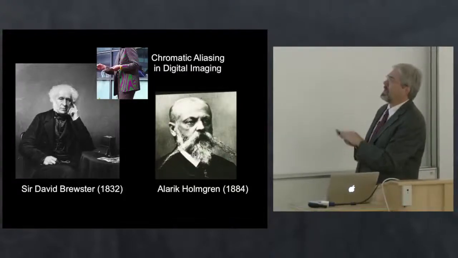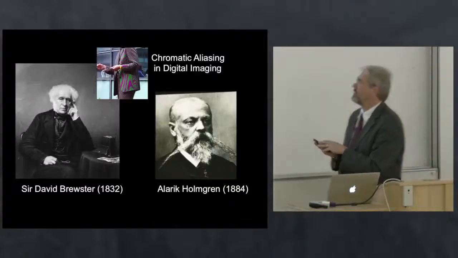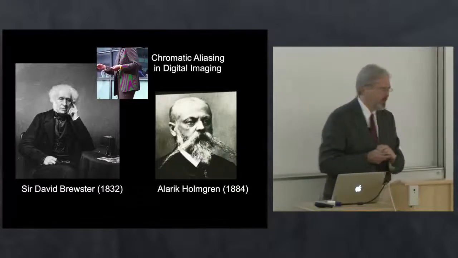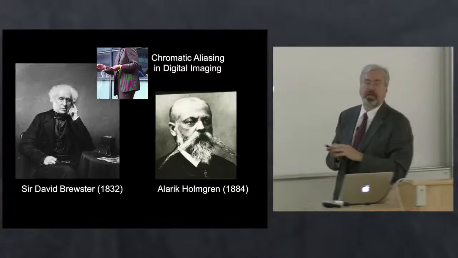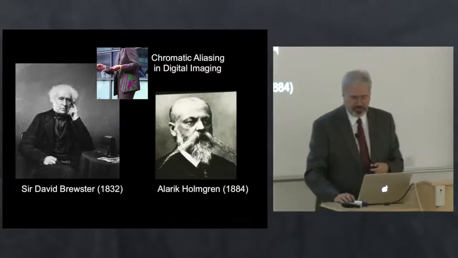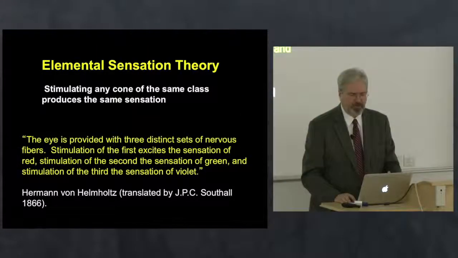And then later, following David Brewster's work, a Swede named Holmgren, who's a physiologist, noticed that stars, very small point sources focused on the retina, tend to fluctuate in color over time. And he attributed that to the granularity of the photoreceptor mosaic and having 3 kinds of cones. And so since then, many people have studied this phenomenon in many ways.